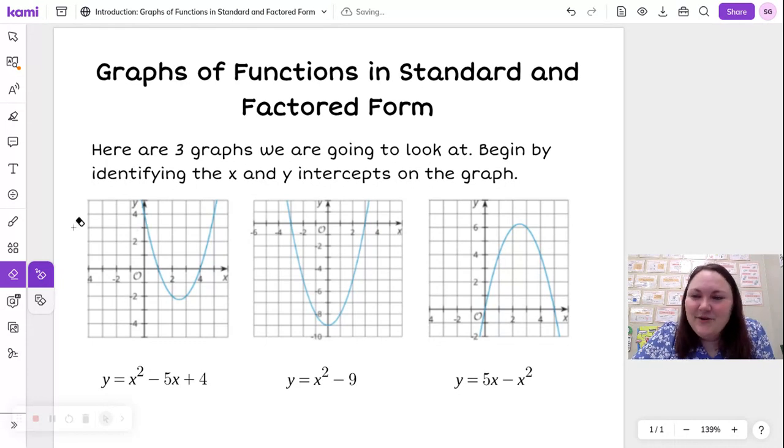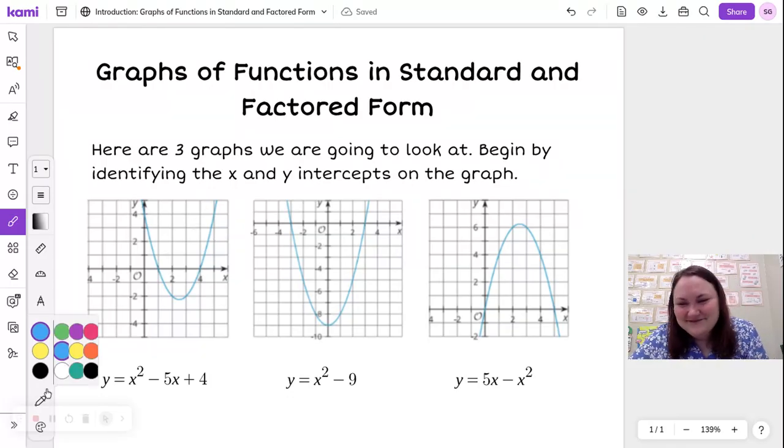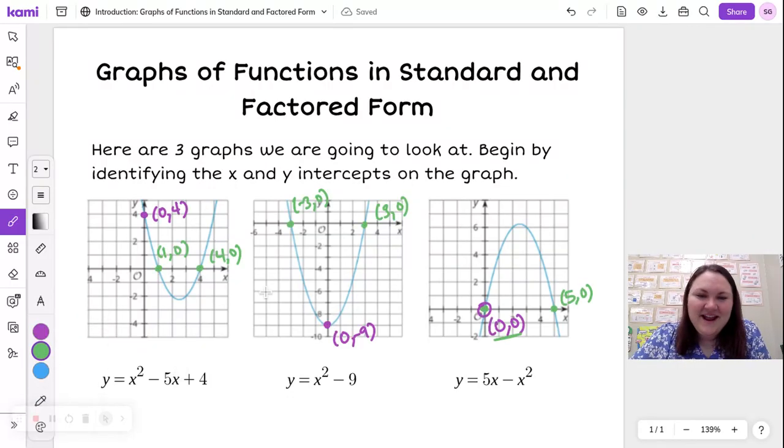So to help us go over these connections, we have these three graphs here. The first thing I want you to do is pause the video and identify the x-intercepts and the y-intercepts of these graphs. If you have two different colors, it might be helpful to mark those points in two different colors. Go ahead, pause the video, and do that now. All right, got all our points labeled here.